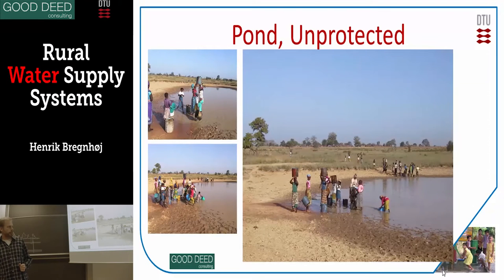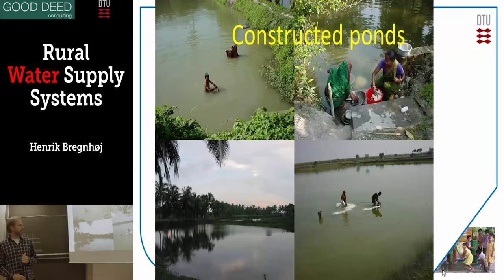But another surface water source here is the pond. This is an example from northern Ghana, and you can see people are living here in a very remote area, and the only water source they have is this one, where they fetch the water from inside. This is a bit similar. This is from West Bengal. And here they have constructed the ponds. The other one was very natural, you could say. This is kind of constructed.